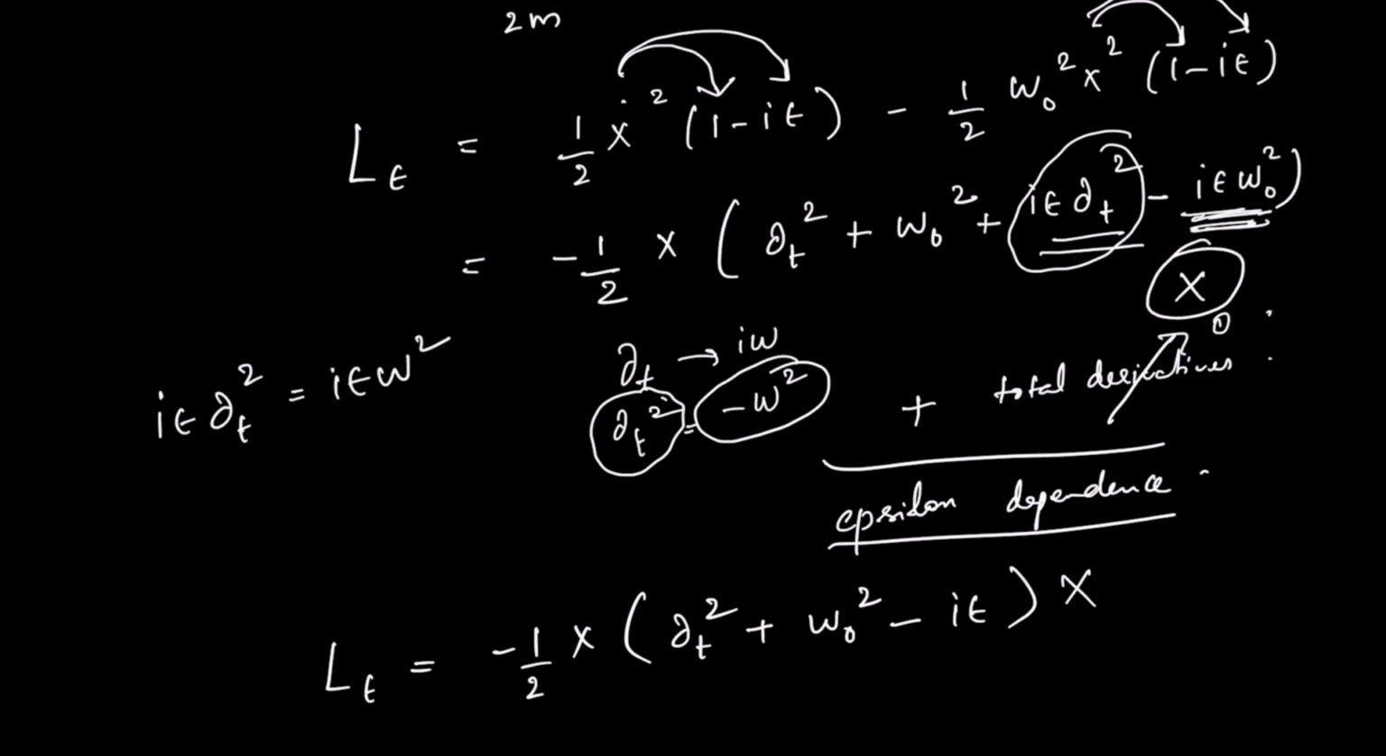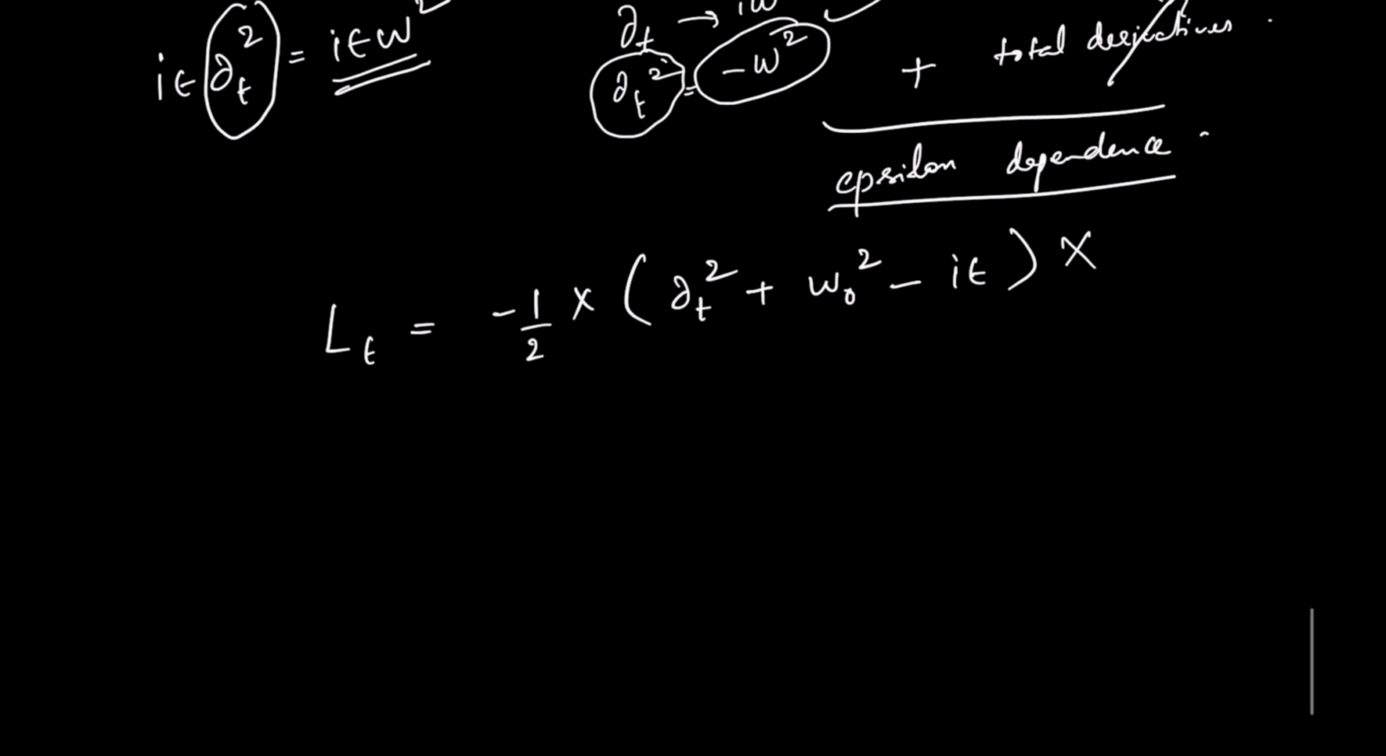And omega square is a positive number, and epsilon is infinitesimal. So partial derivative square is a negative definite operator. Negative definite in the sense that the first derivative will give you i omega, and the second derivative will give you minus omega square. So it is not positive definite, it is a negative definite operator. So you get some negative number times epsilon, and therefore I can just write minus i epsilon.